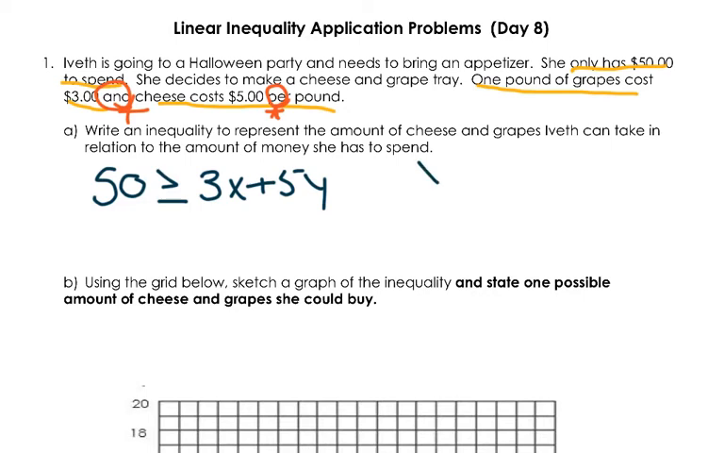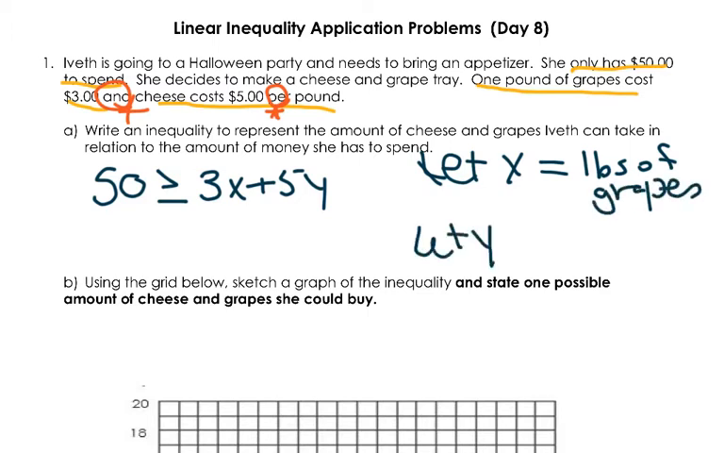And in this case, you would say let x equal pounds of grapes. Let y equal pounds of cheese. Okay. B. Use the grid below, sketch a graph of the inequality, and state one possible amount of cheese and grapes she could buy. Well, in order to graph, we need to make sure that our inequality is written in y equals mx plus b form. So let's first work with that.